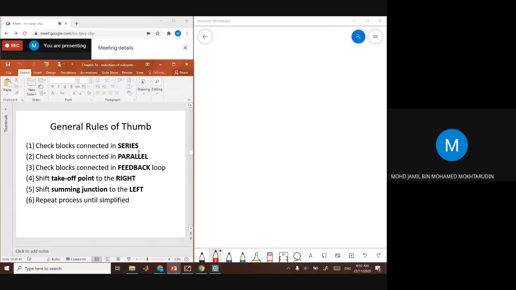So for reduction of block diagram, usually students don't follow the rules, okay? What they did, basically, they maybe shift the pick-off point to the left or the summing junction to the right. You can do that, but it will make the block diagram more complicated, okay? So this is the general rule. So try to follow. If you cannot follow these rules, then you need to do something else.